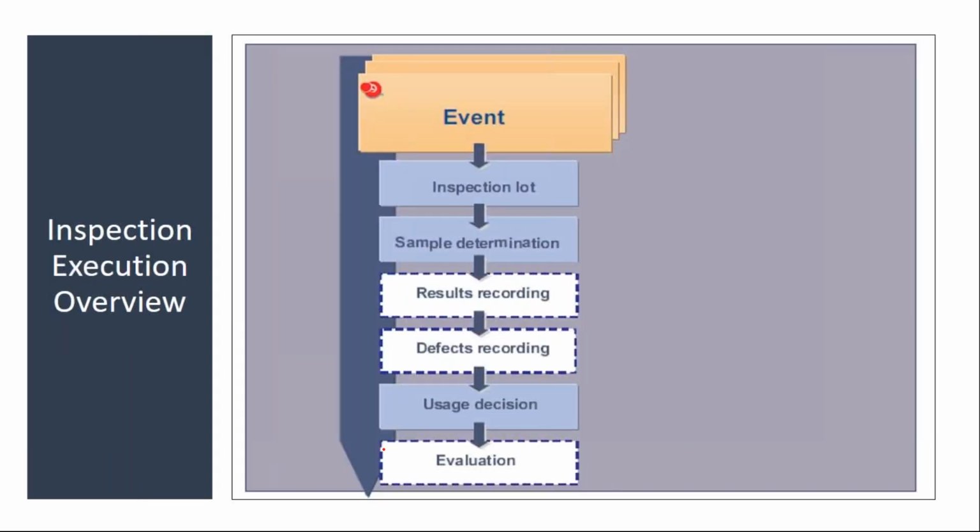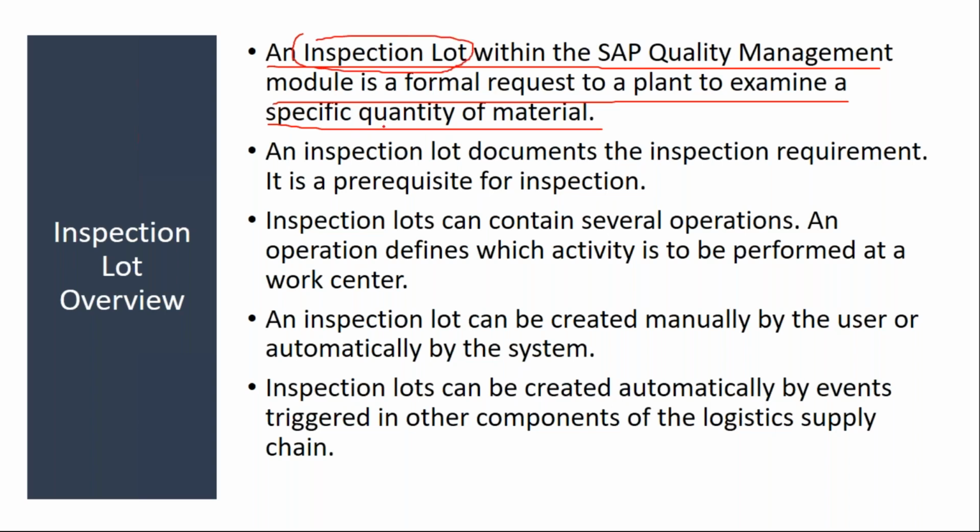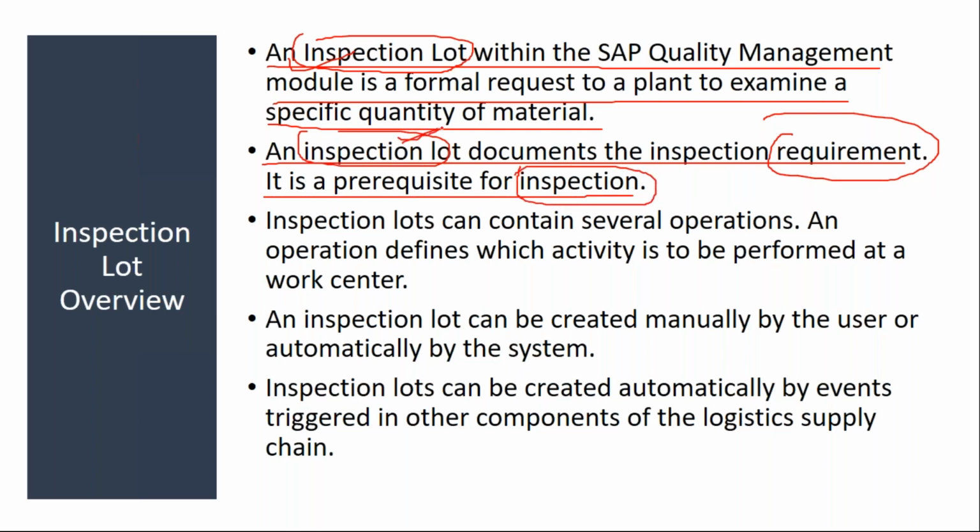Basically, we'll understand what an inspection lot is. An inspection lot within the SAP QM module is a formal request to a plant to examine a specific quantity of a material. So the inspection lot is basically the order given to the quality person to check the particular material. Without an inspection lot, quality inspection is not performed in the SAP system. The inspection lot documents the inspection requirement. It is a prerequisite for inspection: to carry out the inspection activity, you should have an inspection lot.